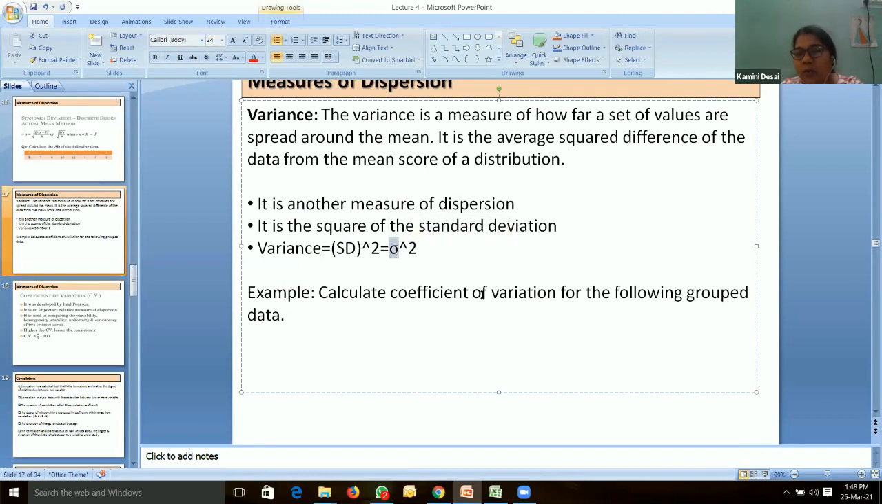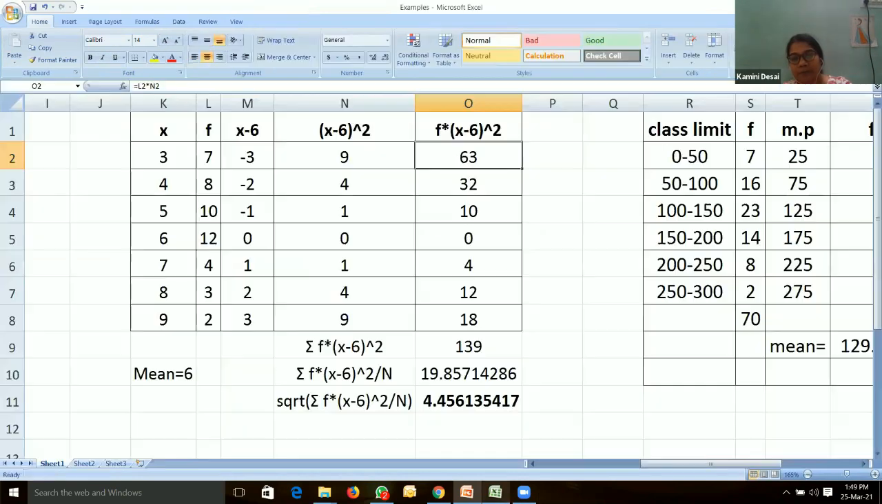Calculate the coefficient of variation of the following grouped data. Grouped data means X has a width, 0 to 10, 10 to 20, and the frequencies. For that particular data set, we have to calculate the coefficient of variation. For that, we have to find sigma and the variance first. So it is this example.